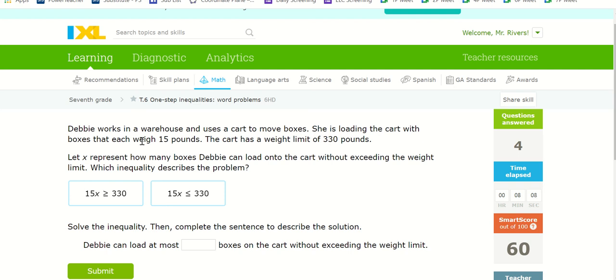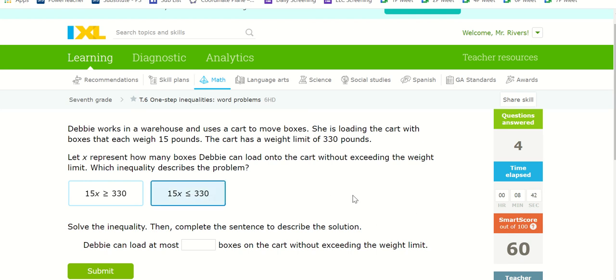So she's loading the cart with boxes that each weigh 15 pounds. Let X represent how many boxes Debbie can load onto the cart without exceeding the weight limit. So 15 pounds per box multiplied by X boxes. This is how much she's loading onto the cart. So do you want the amount that she loads on the cart to be more than 330? Or do you want it to be less than 330? I should say less than or equal to 330. We want it to be less than or equal to 330, right?